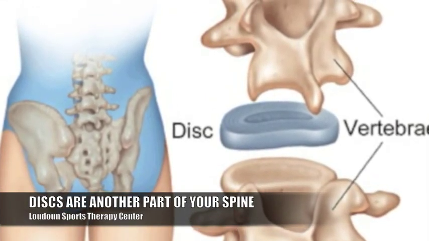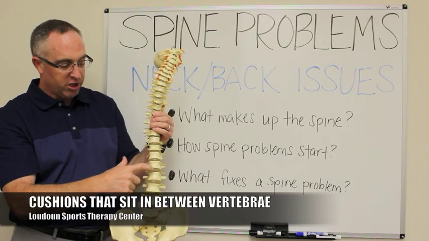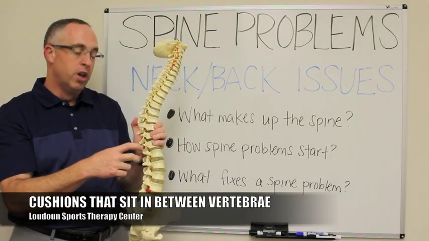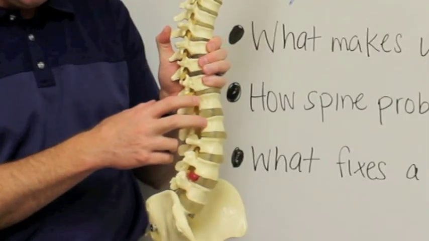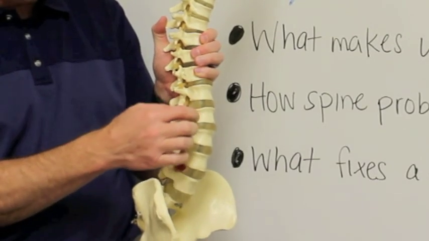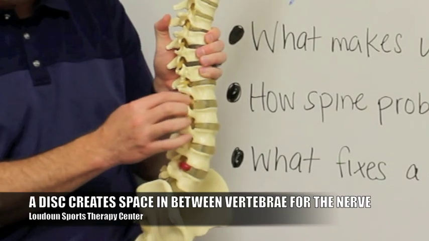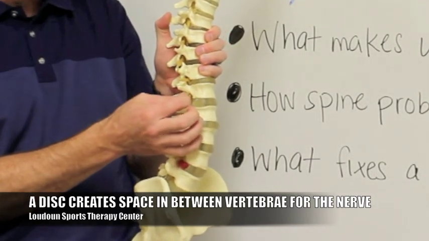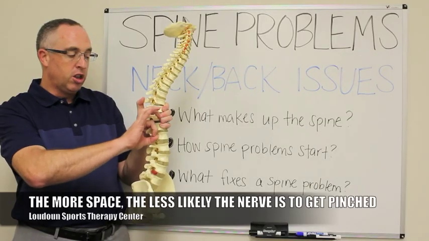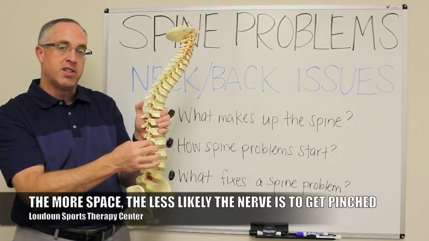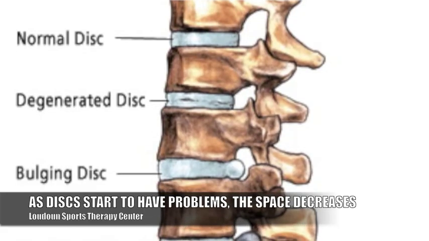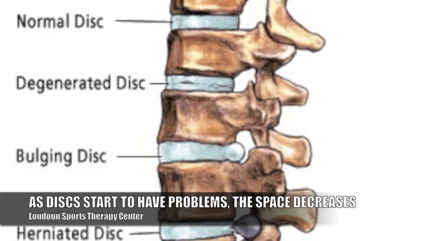The next part of your spine then, after we look at the curve and the alignment of the vertebrae, is what's called the disc. Now the discs are cushions that sit in between the two vertebrae. And the purpose of the disc is really twofold. One is, if we were to look at this area right here, the disc in between these two vertebrae in your low back, the disc is creating a space in between the vertebrae called a foramen, the opening of which the nerve branches off from the spinal cord and comes out of that opening. So the larger that opening is, the more space there is for that nerve, the less likely it's going to get pinched on. As a disc starts to have problems, that space starts to close down.